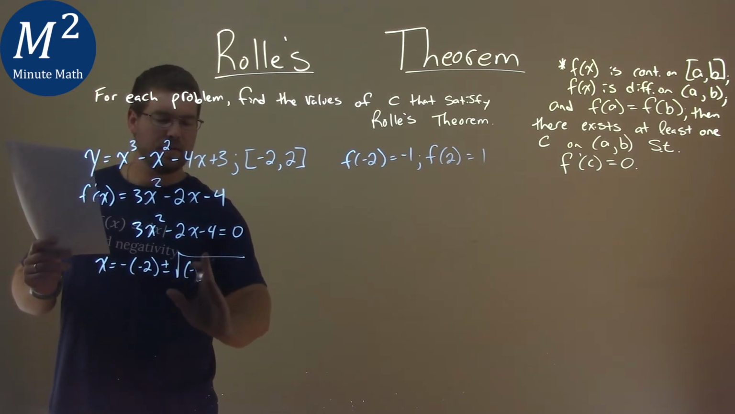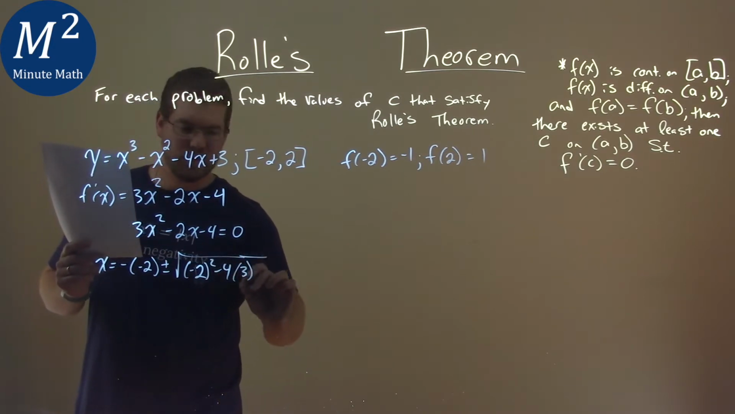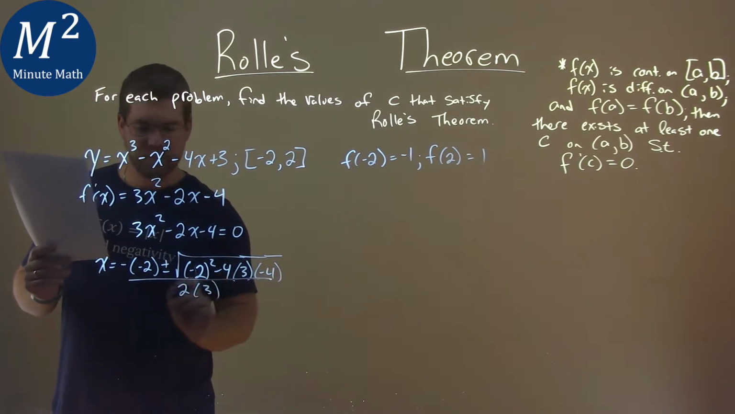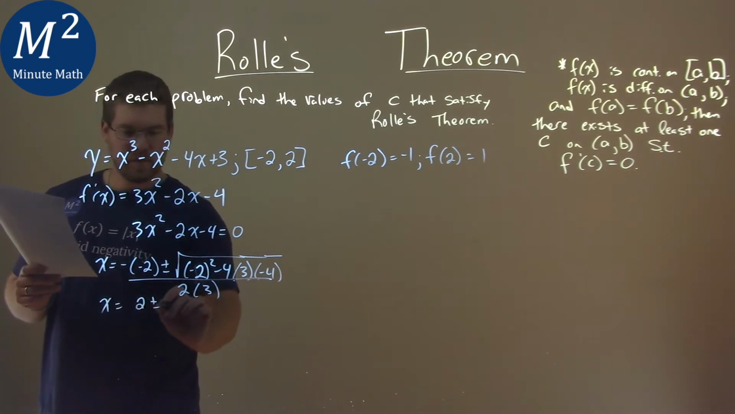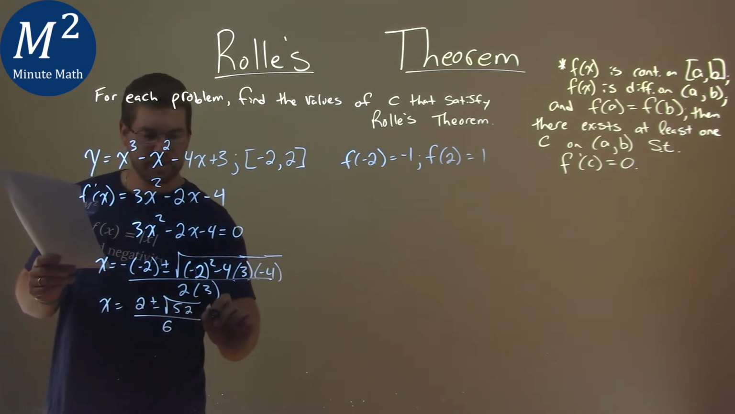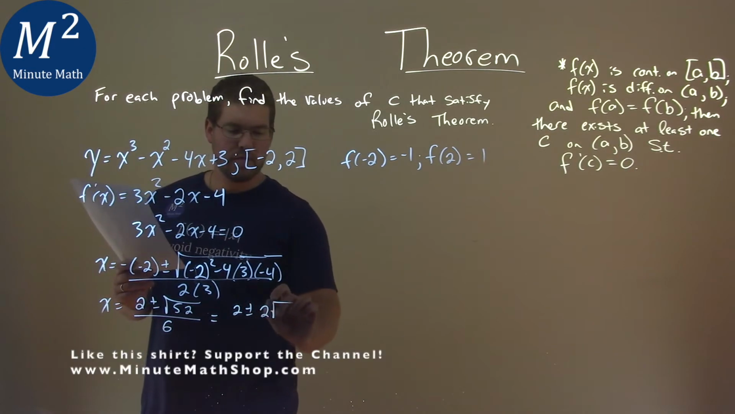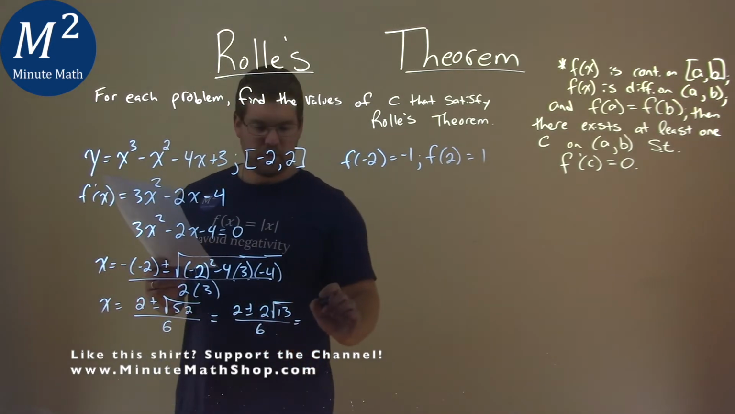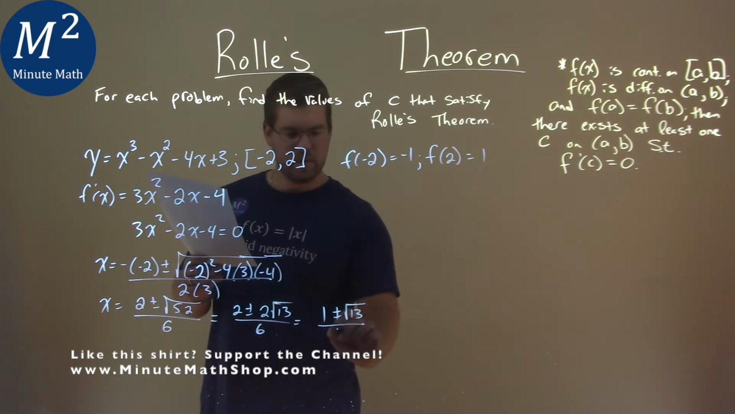I wrote a 3 there. Minus 2 squared minus 4 times a, which is 3, c is -4, all over 2 times a, which is 3. This simplifies out to be x equals 2 plus or minus the square root, inside is 52, over 6. This simplifies to be 2 plus or minus 2 square root of 13 over 6, since the square root of 52 is 2 square root of 13, which simplifies, hopefully you know how to do that, to 1 plus or minus square root of 13 over 3.